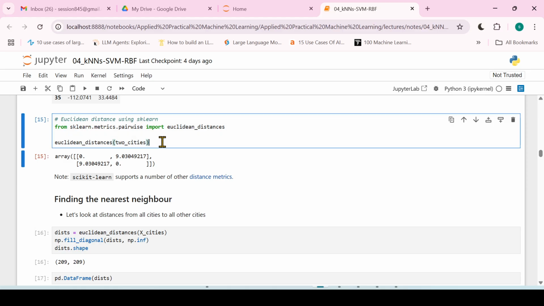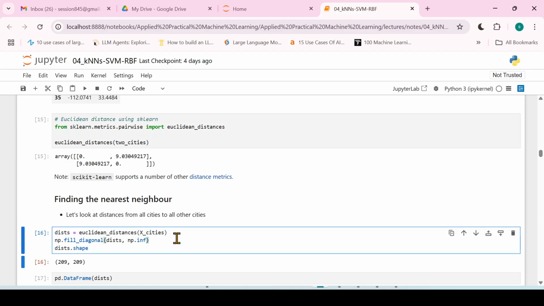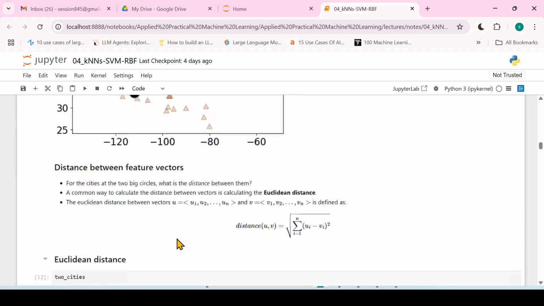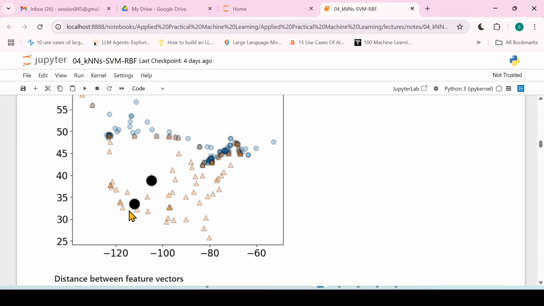So now we know how to calculate the Euclidean distance between two cities. Now how do we find their nearest neighbors? To find the nearest neighbors, we have to find the distance between these examples. Let's say we want to find the nearest neighbor for this example. Basically, we have to figure out which is the nearest example to this black dot.